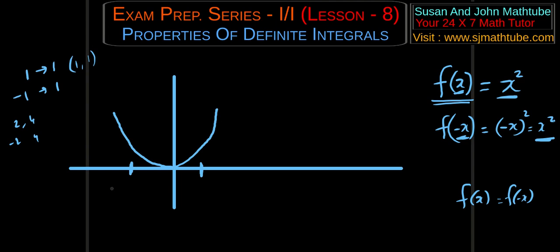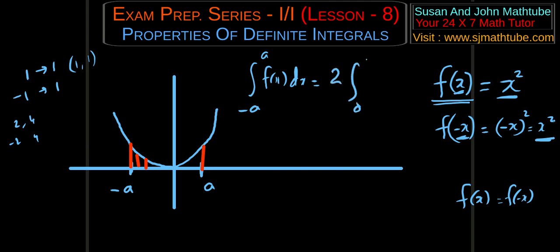Now imagine you're going to add all the values from minus a to a. Now what happens is, you're going to get the same answers on both sides. So my conclusion is, integral from minus a to a of f of x dx will be 2 times the integral from 0 to a of f of x dx. Think about it. If I add all the function values on this side and multiply by 2, I'll get the total value from minus a to a.